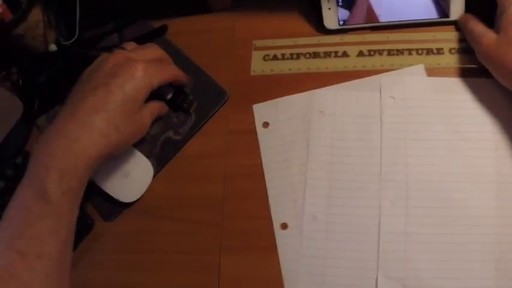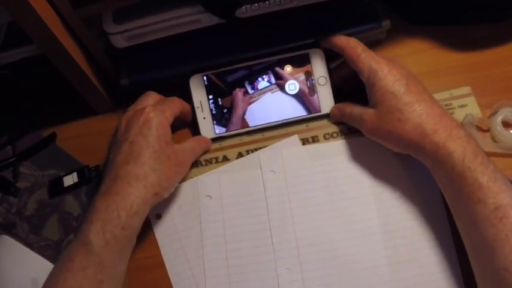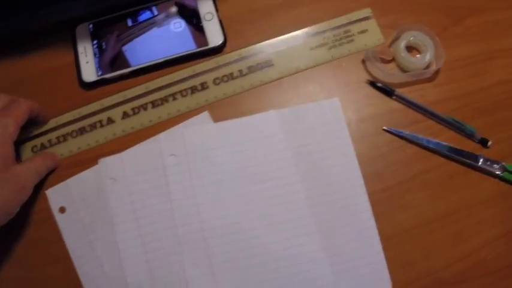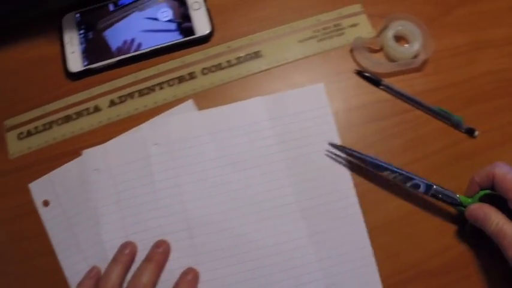And then you're also going to need to gather some supplies. Let me see if I can get my camera set up where I can see what's going on. So you're going to need 3 sheets of paper, a ruler. You'll need scissors, a pencil, and some tape.